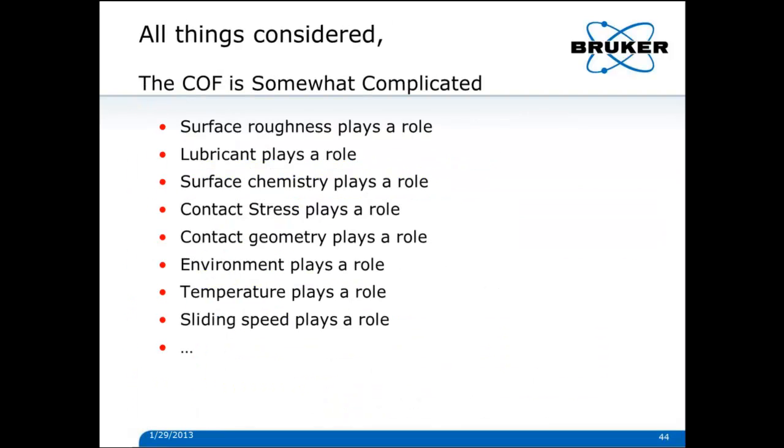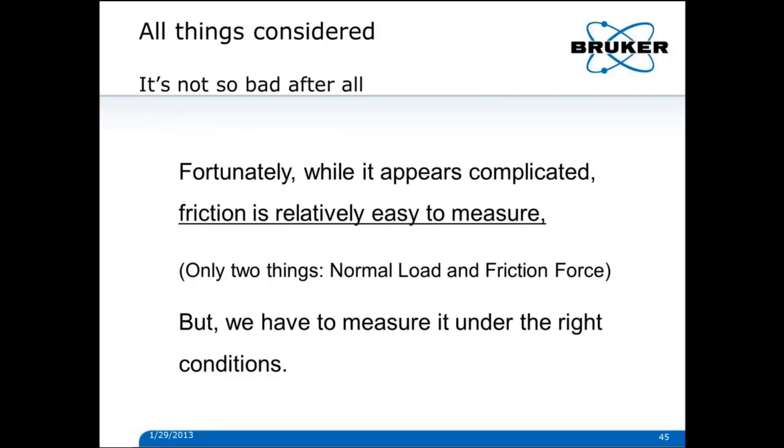So all things considered, the coefficient of friction appears somewhat complicated. Surface roughness plays a role, lubricant plays a role, surface chemistry plays a role, contact stress plays a role, contact geometry, environment, temperature, sliding speed, sliding direction, duty cycle, whether it's continuous or start-stop, whether it's in the same direction or reversing. All of these things play a role. So the coefficient of friction is somewhat complicated.